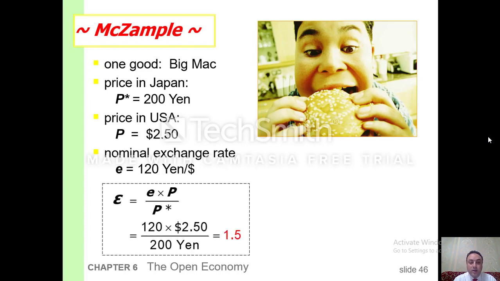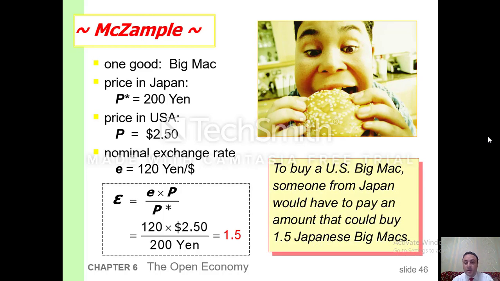So how can we get the real exchange rate by this equation? 120, the nominal exchange rate, times the home price divided by the price abroad will equal 1.5. What does this mean? To buy a US Big Mac, someone from Japan would have to pay an amount that would buy 1.5 Japanese Big Macs.